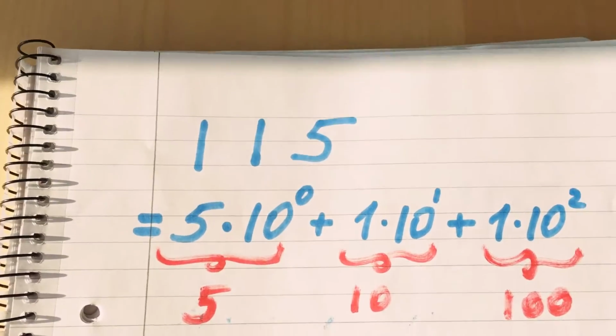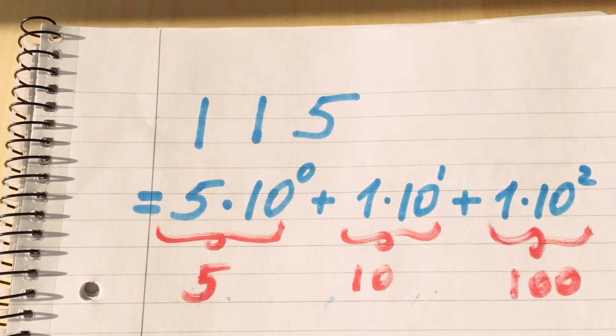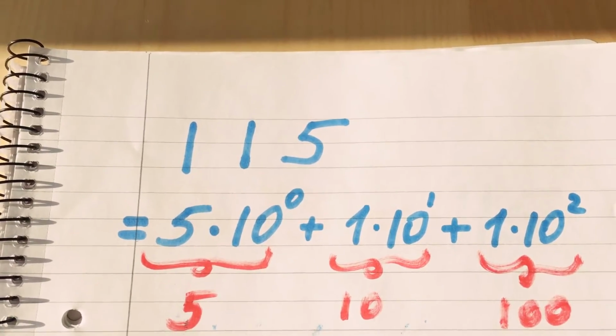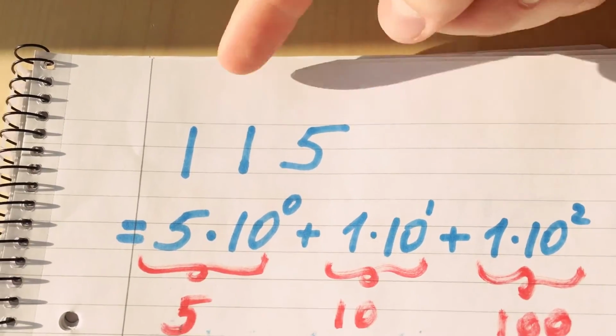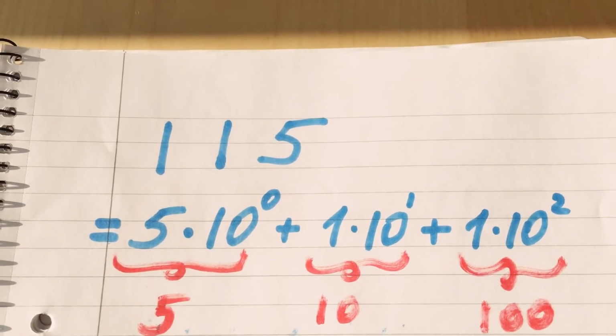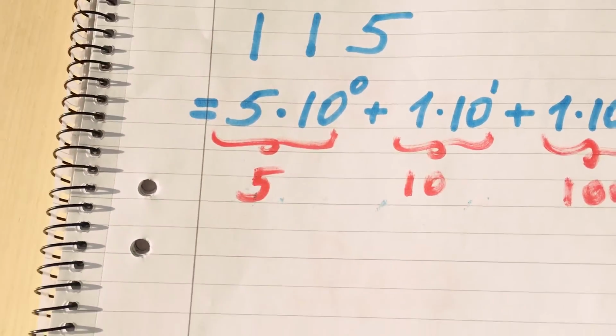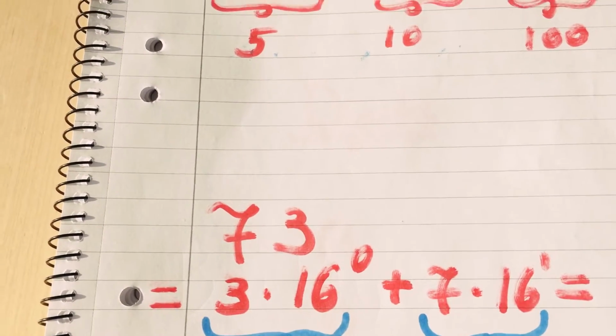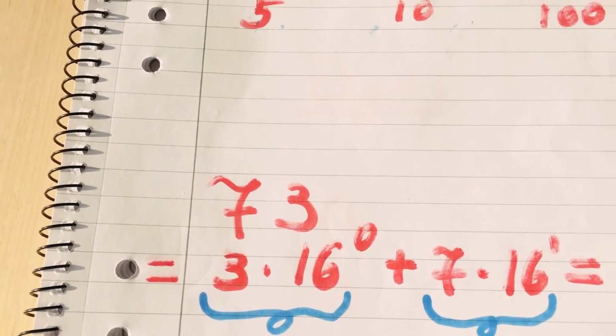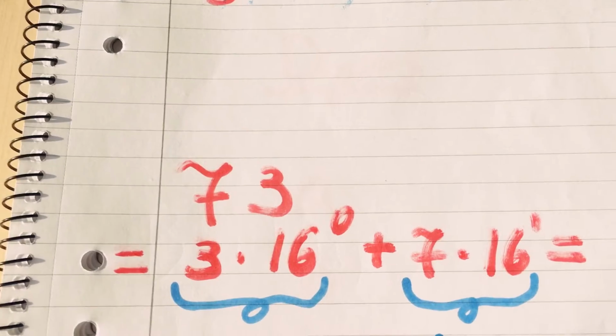So how would we write 115 in base 16? Because this is base 10. How would we actually write the same number in base 16? Well, 73 is actually equal to 115. Let's take a look at why.